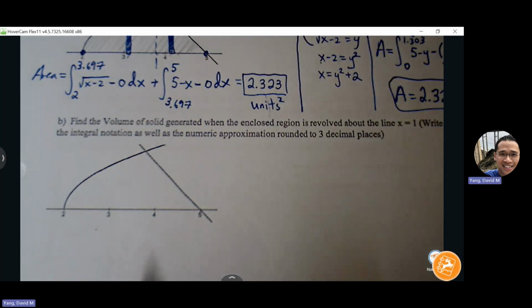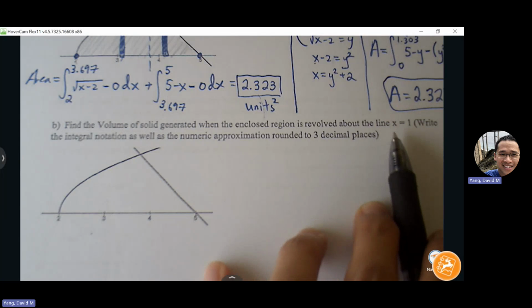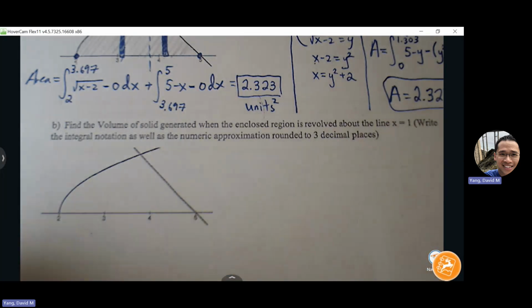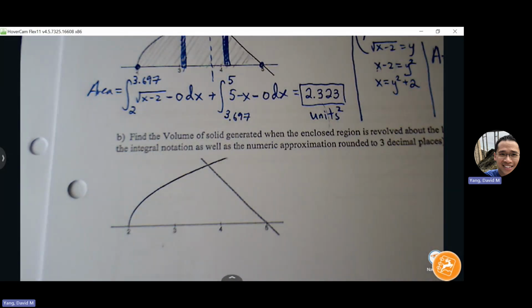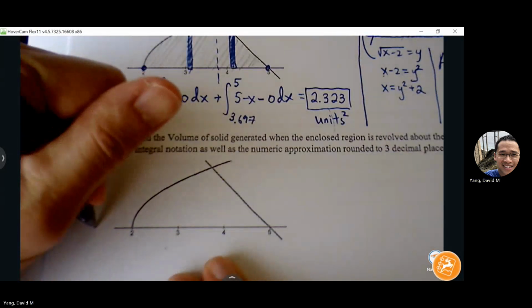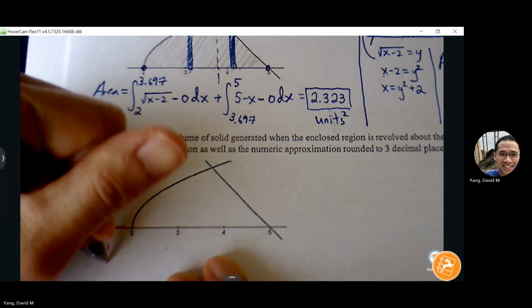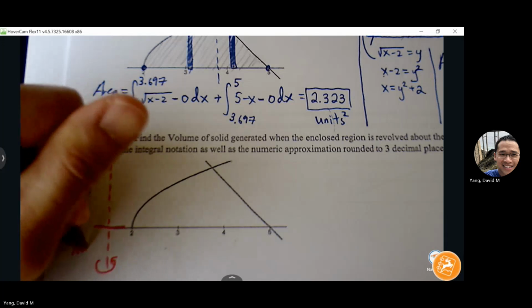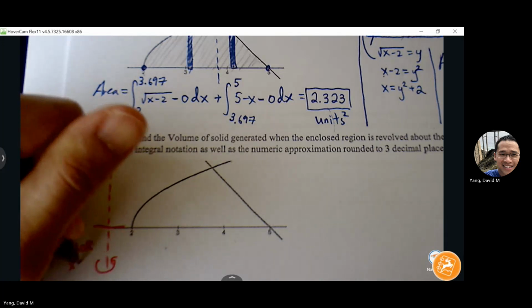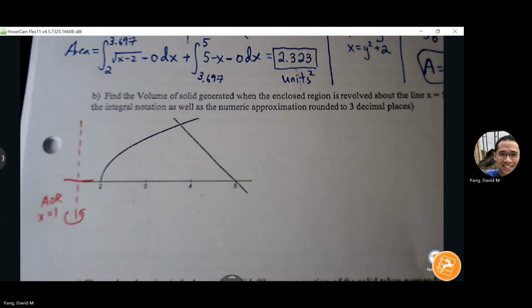Okay, find the volume of the solid generated when the enclosed region is revolved about the line x equals 1. So x equals 1, that's going to be to the left. It's a vertical line. So let's go ahead and try that. Shaded region.